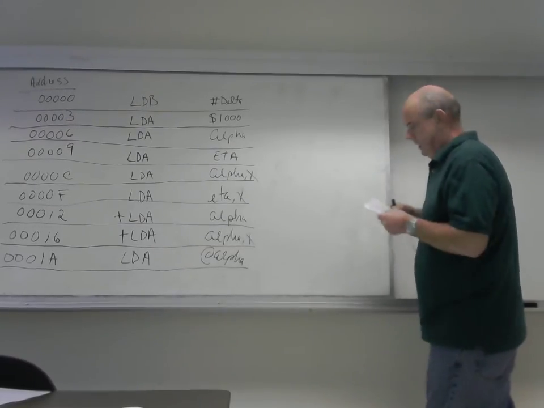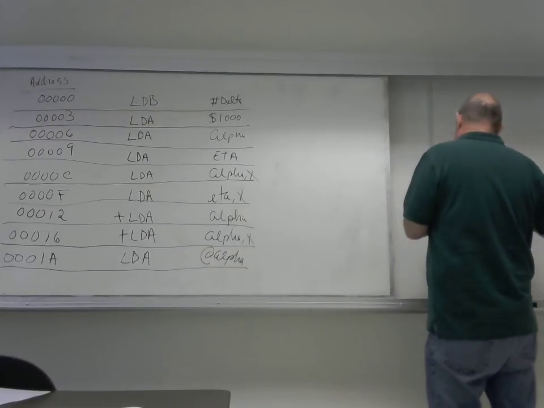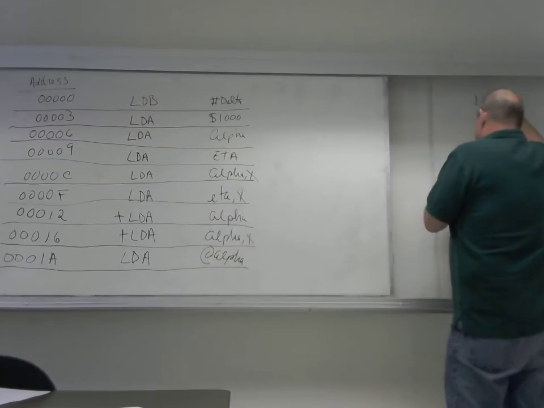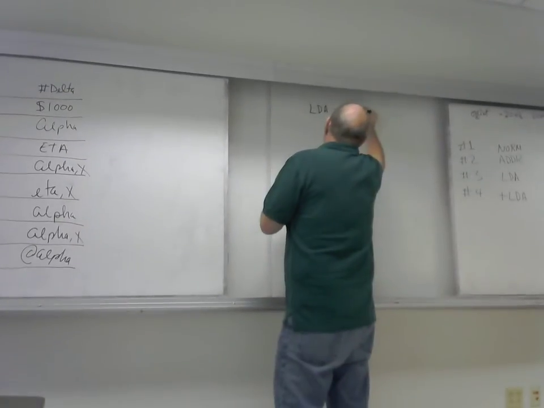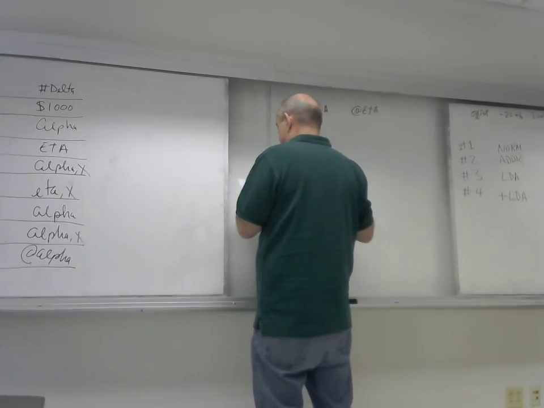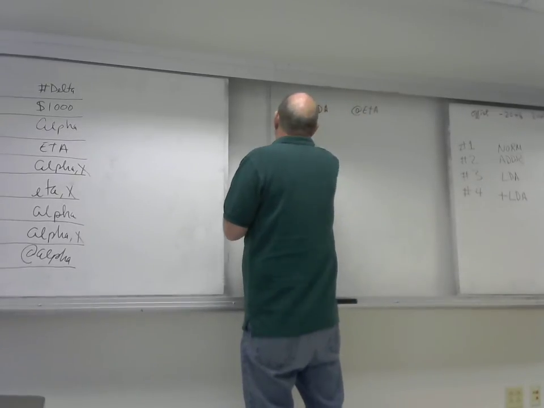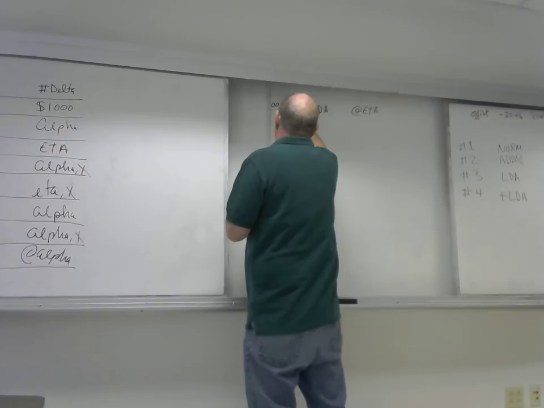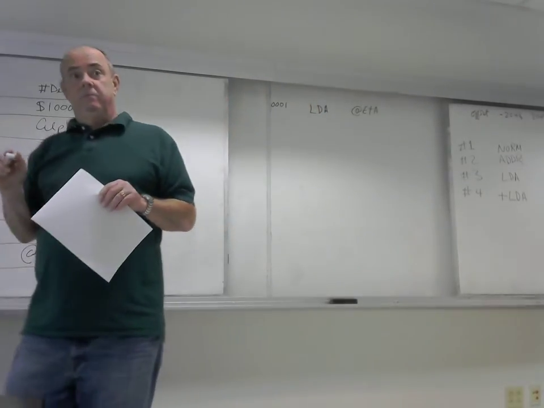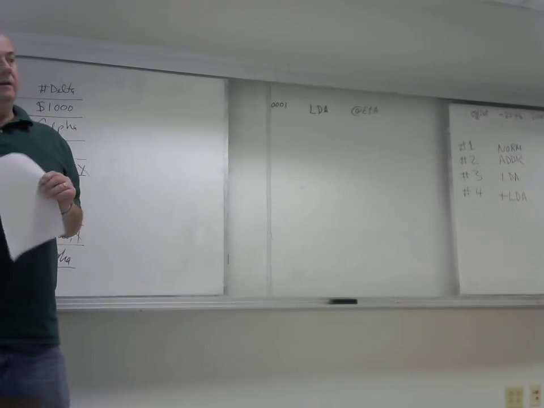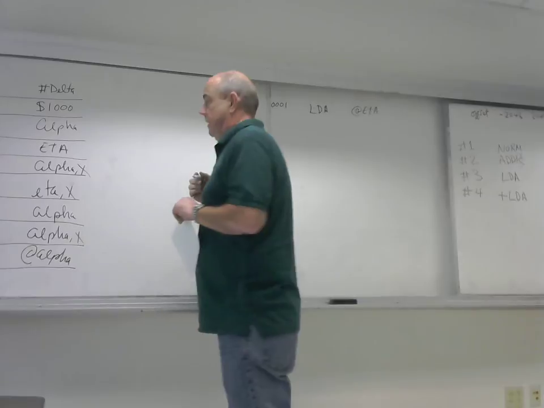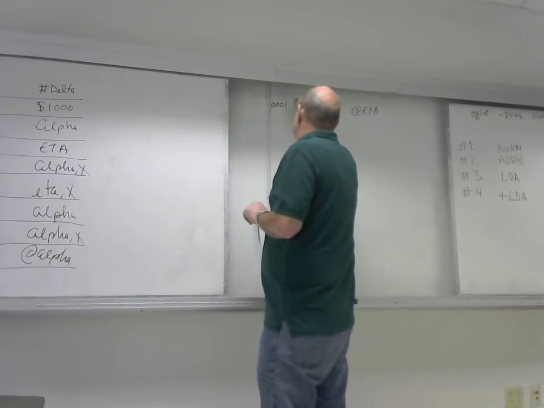Okay, so that is 1A. And now I have LDA at beta. And what's the address of that? Plus 3 or plus 4? Plus 3. Okay. A 10 plus 3 is 13, 1D.